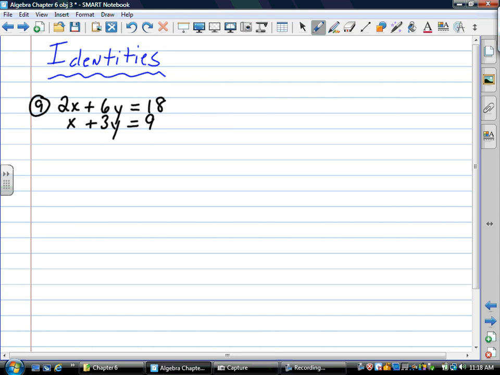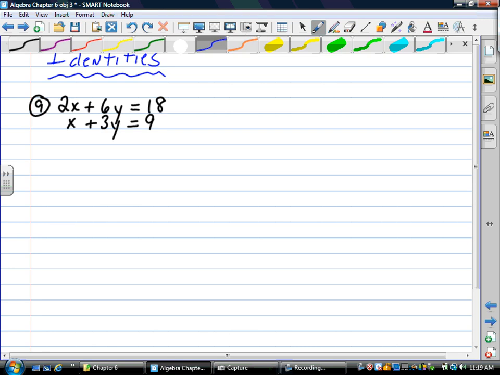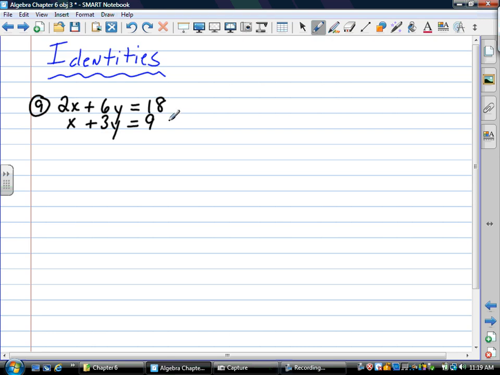It's called an identity. You don't know it's an identity yet, but as you go about solving the problem, you're going to see what we're talking about here. If I try to solve this problem, I think I would eliminate the x's by multiplying this bottom equation by negative 2. So I'm going to recopy the first equation. 6y is going to be equal to 18. And then, using the multiplication property of equality, multiply the second equation by -2. So we get -2x, -6y, and that's going to be equal to -18.